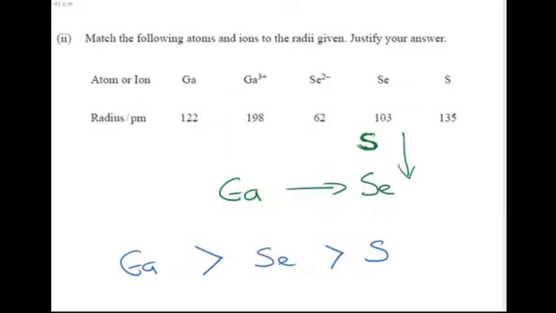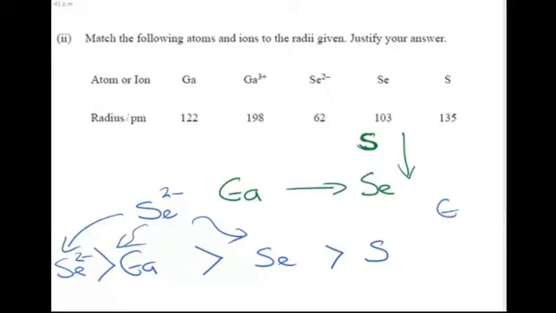Now we have to consider the case of selenium 2-. Obviously, having the extra 2 electrons is going to increase electron-electron repulsion, and we'd expect this to be bigger than selenium. Do we expect it to be bigger than gallium though? Electron-electron repulsion is quite significant, so in this case I'd expect selenium 2- to be bigger than gallium, so I'd put that there as being biggest. Then gallium is bigger than selenium, bigger than sulfur.